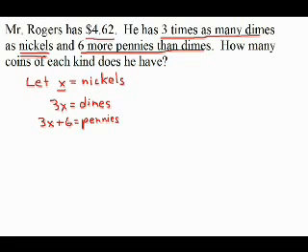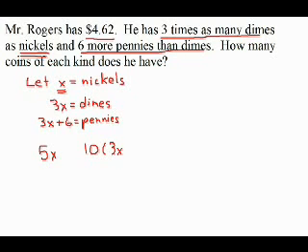We know that he has x number of nickels, but to know how much money we have in nickels, we multiply 5 times the number of nickels. In this case, the number of nickels is x, so it's 5 times x. With dimes, dimes are worth 10 cents, so to calculate how much money we have in dimes, we multiply 10 times the number of dimes. In this case, the number of dimes is 3x, so we multiply 10 times 3x.